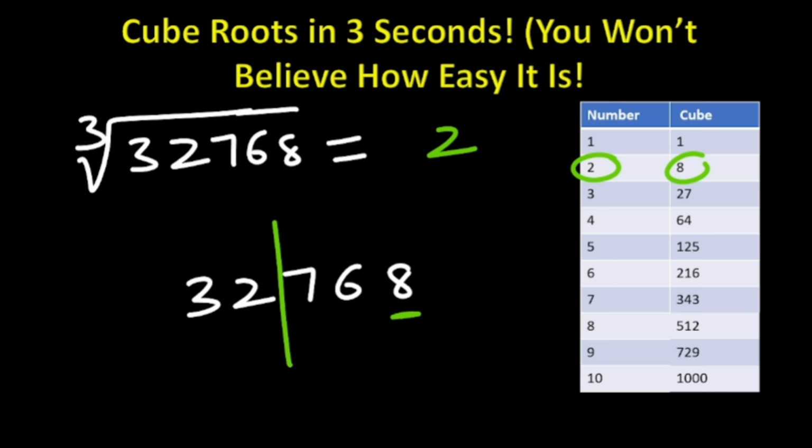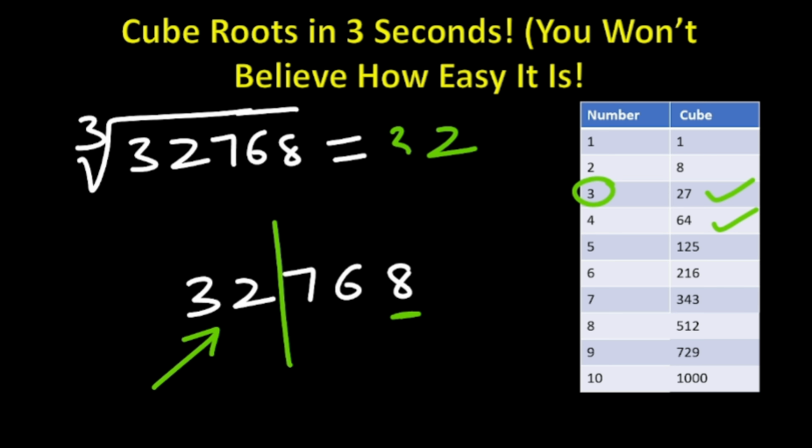To find the next digit, we look at this number. This number is 32. So let's see, 32 lies between which numbers? You can see that 32 lies between 27 and 64. So we take the smaller number here, which is 3.